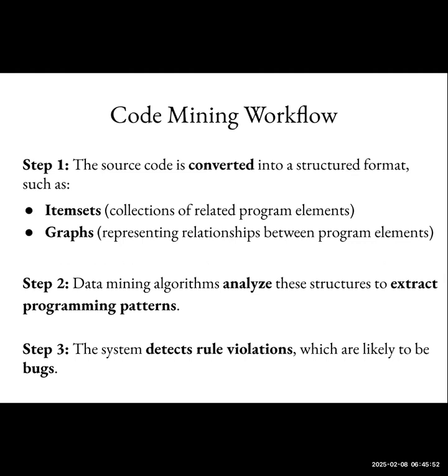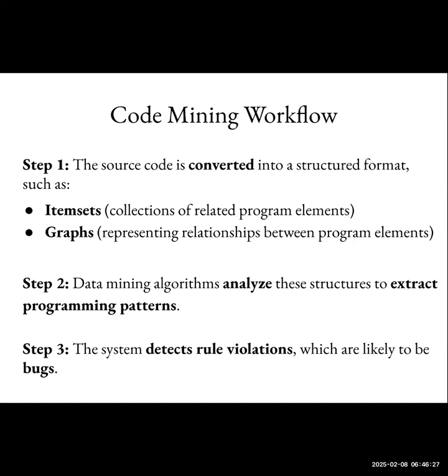Now coming to the overall high-level workflow of how code mining works. Firstly, the source code is converted into a structured format, which can be an item set or a graph, which basically represents the different elements in the program and the relationships between them. In the second step, data mining algorithms are used to analyze these structures and extract the underlying patterns. Finally, these patterns are used to form rules, which are then used to detect rule violations, which identify bugs.